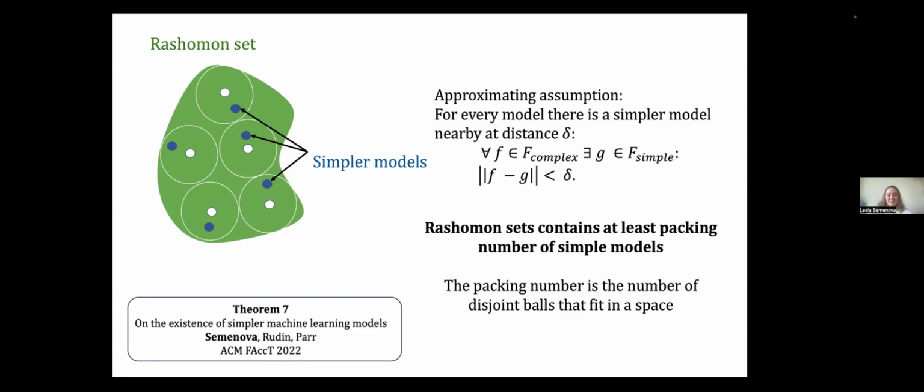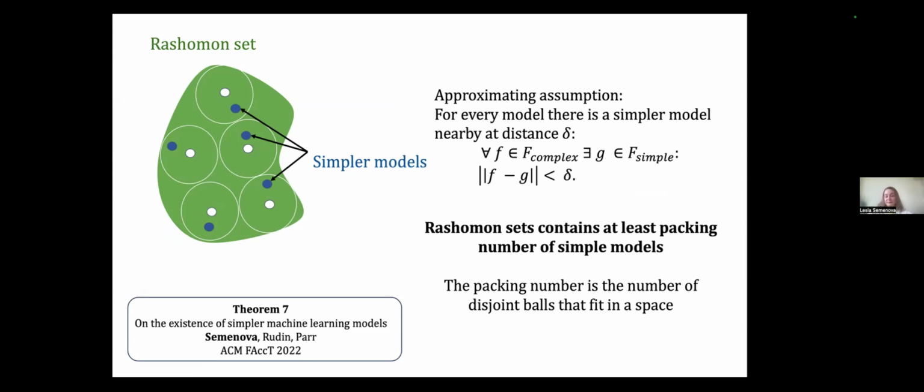And that number of balls is this size delta, exactly the same size. Meaning that if I know that for every white model here, there is a blue simple model nearby, then my Rashomon set contains at least 5 models in this case. Interestingly, this depends on the properties of hypothesis spaces.